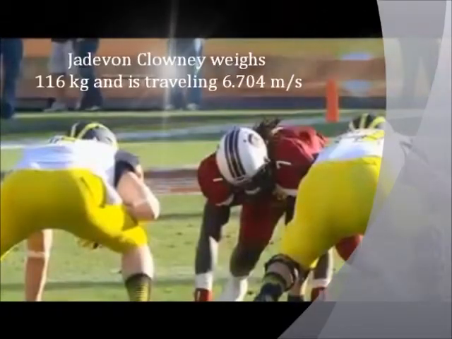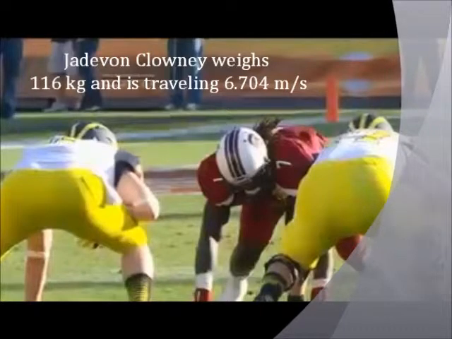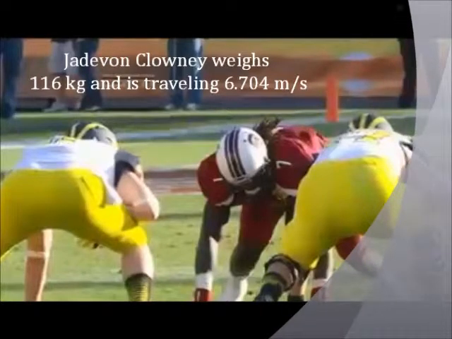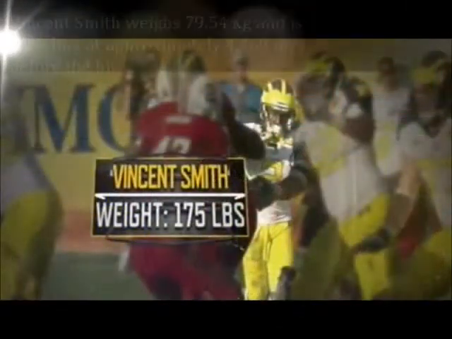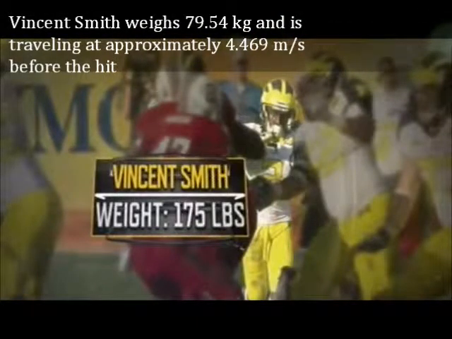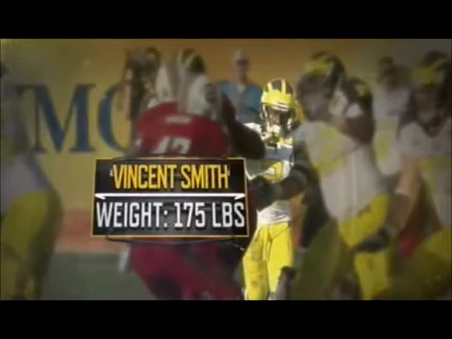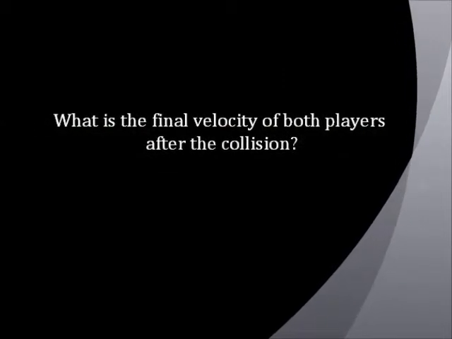So we're going to revisit the first problem. We're going to spin it around a little bit. Mr. Connolly weighs 116 kilograms and is traveling at an initial velocity of 6.704 meters per second. Mr. Smith, on the other hand, only weighs 79 kilograms and is traveling with an initial velocity of 4.469 meters per second. So with this information, we want to find the final velocity of both players after the collision.